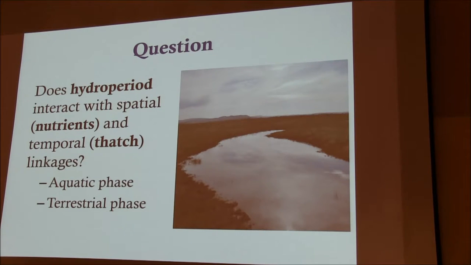So this leads me to the question I was interested in for the study I'm going to talk about today. The question was, does hydroperiod interact with spatial and temporal linkages? Spatial being nutrients, mimicking runoff of nutrients into the aquatic environment, and the temporal linkage being thatch from the previous year. So does hydroperiod mediate these interactions? Does it influence them? And how does that play out in both the aquatic phase and the terrestrial phase within a given year?